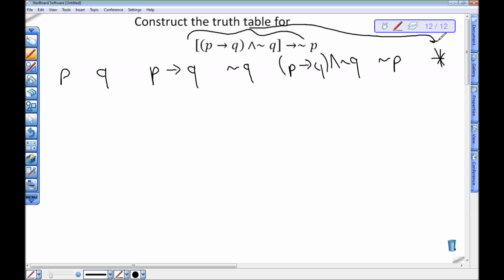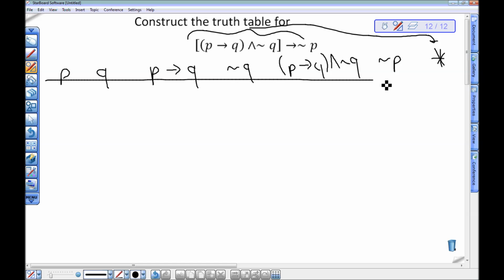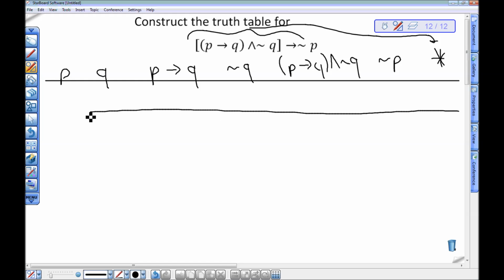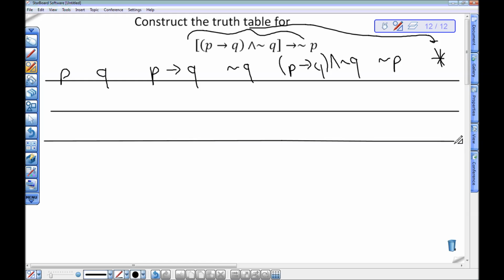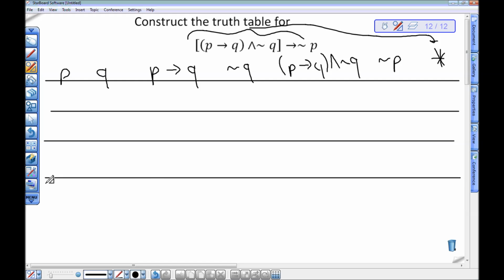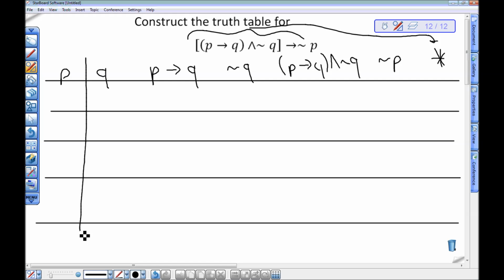I'm cheating a little bit there, but the smartboard's a little tighter on space than I'd like it to be sometimes. I only have two simple statements, P and Q, so I'm only going to need 4 rows. Yes, I just did pause to count how many I had so far. It's easy to forget you have to draw one extra line. Okay, so 1, 2, 3, 4. Great.